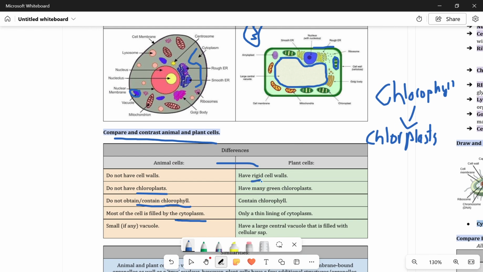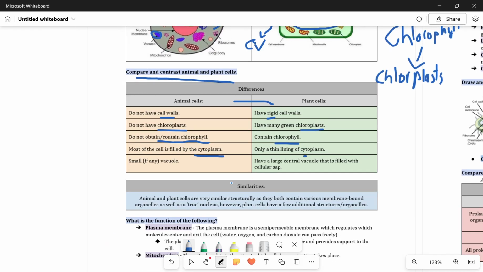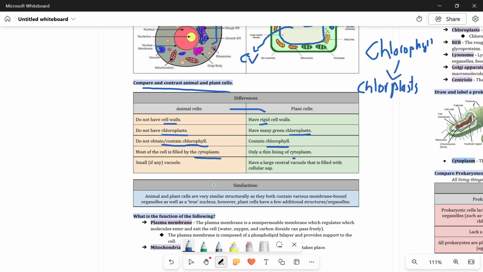Plant cells have rigid cell walls, many green chloroplasts because they need to photosynthesize, and they contain chlorophyll. They only have a thin lining of cytoplasm. They have a large central vacuole, filled with cellular sap. Animal and plant cells are very similar structurally, as they both contain various membrane-bound organelles as well as a true nucleus. However, plant cells have a few additional structures or organelles.